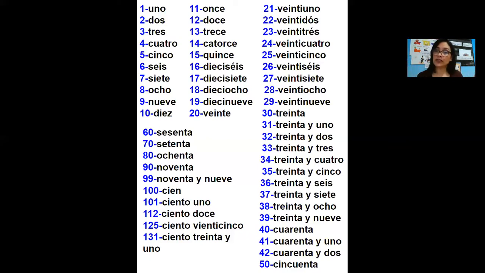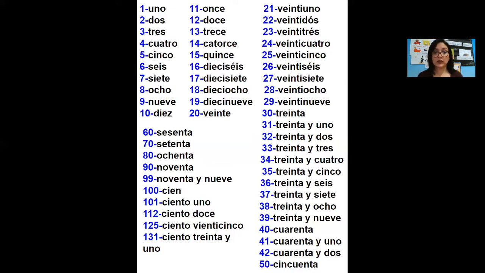Ciento uno, ciento dos, ciento tres, ciento cuatro, ciento cinco. Now, once you get to 112, you notice it's still two separate words, ciento and doce. 125. Notice 25 is its own separate word, so it's ciento veinticinco.